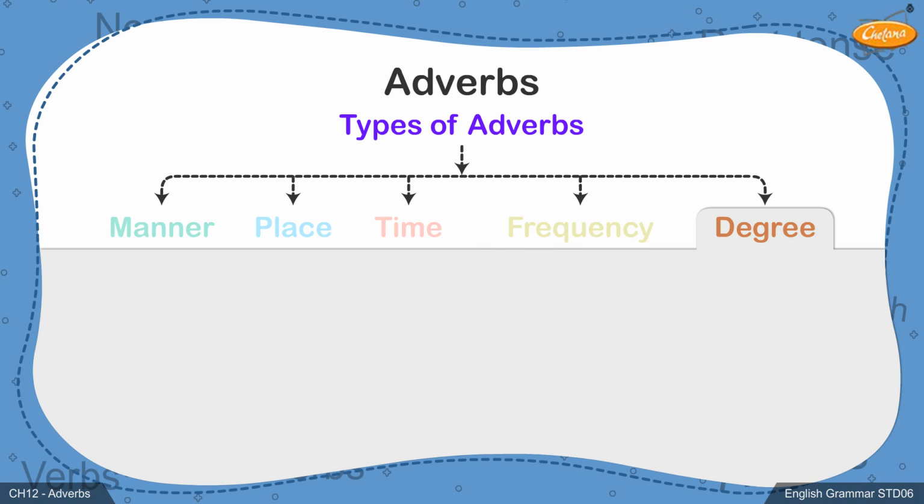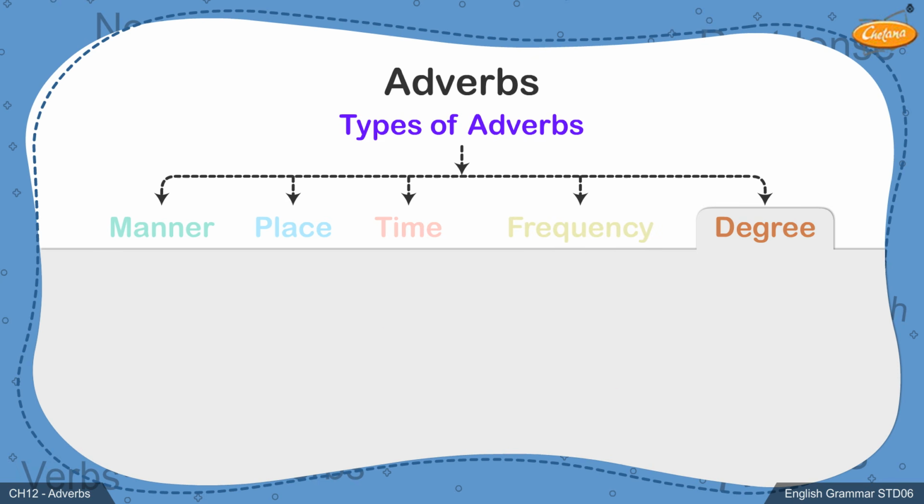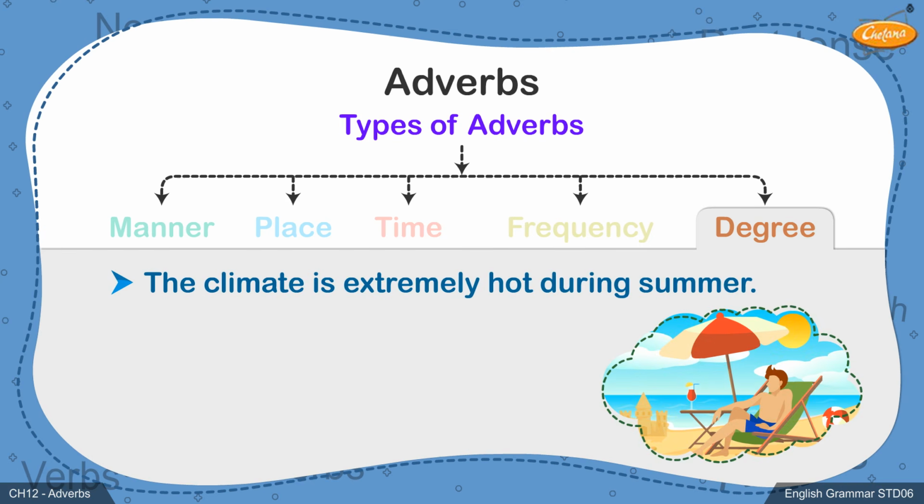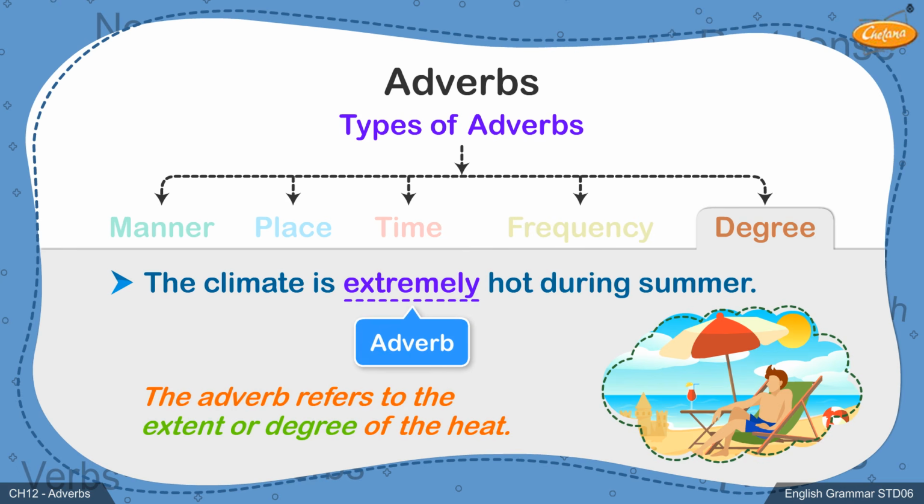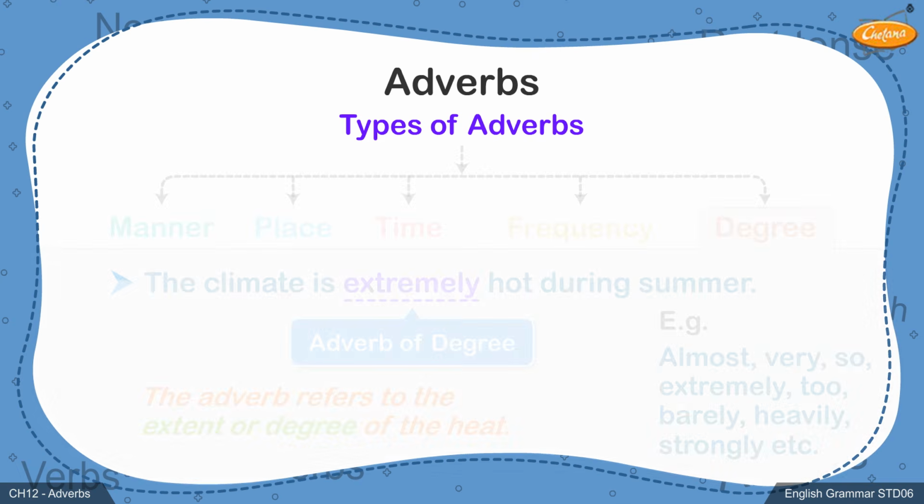The last type of adverb is the adverb of degree. These adverbs indicate the extent or degree of something. Read this sentence. The climate is extremely hot during summer. The adverb extremely tells us the extent of heat is high, and therefore the adverb extremely is an adverb of degree. Similarly, adverbs like almost, very, so, extremely, too, barely, heavily, strongly are also adverbs of degree.